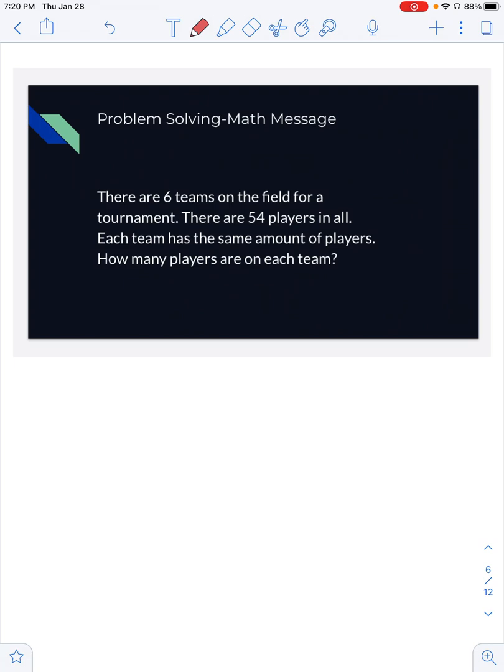All right, math message. It says, there are 6 teams on the field for a tournament. There are 54 players in all. Each team has the same amount of players. How many players are on each team?